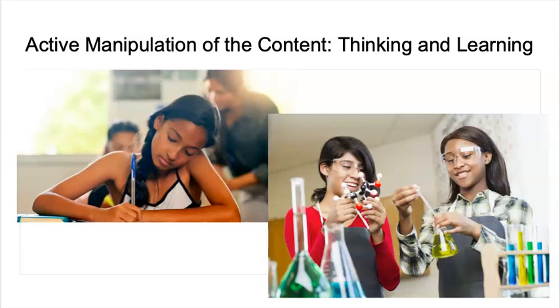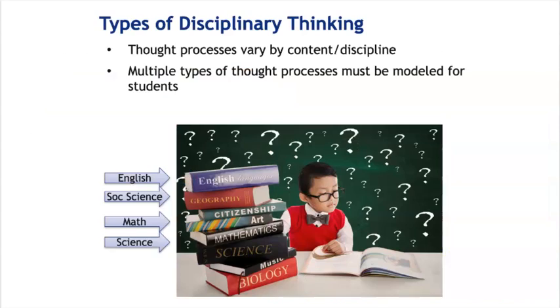Active manipulation can be reading about the subject matter. It can be talking with a partner about the subject matter. It can be doing some experiments about the subject matter. But across the board, no matter what kind of active manipulation our students are doing, what we want them doing in every circumstance is thinking. So what does it look like to think in all of our different content areas?